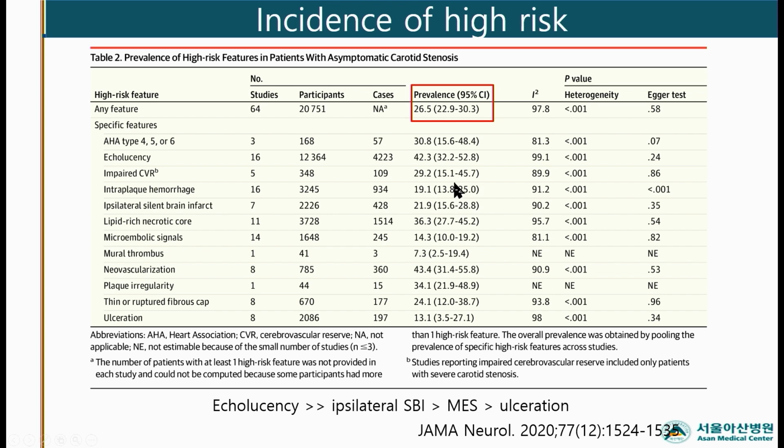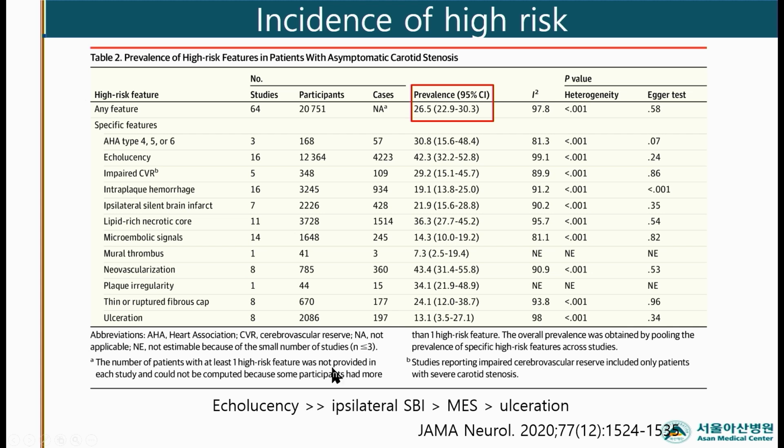How many patients among asymptomatic carotid stenosis have these kinds of high-risk features? Well, about 1 of 4 patients who have asymptomatic carotid stenosis may have these kinds of high-risk features of high-risk plaque. So it may be important to look at whether they have these features or not.